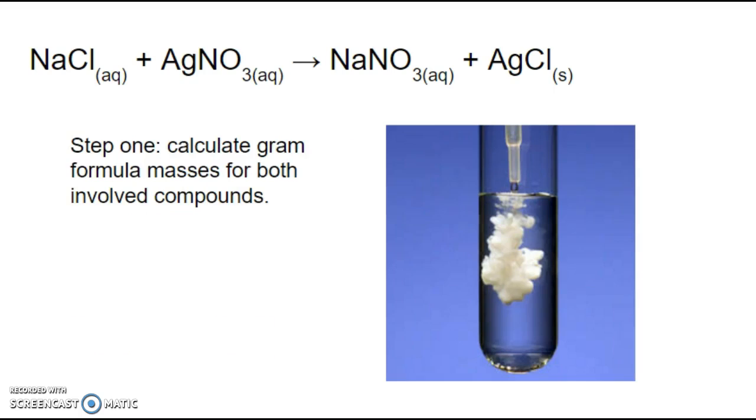I would say that the first step would be to calculate the gram formula masses, or the molecular weight, for both compounds that we're talking about, so the silver nitrate and the silver chloride. This will also buy us time to figure out what our next step will be. So we are going to calculate first the gram formula mass for silver nitrate, and I will give you a moment to write down that calculation.